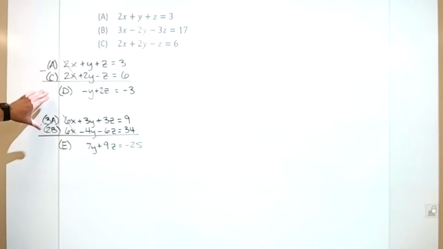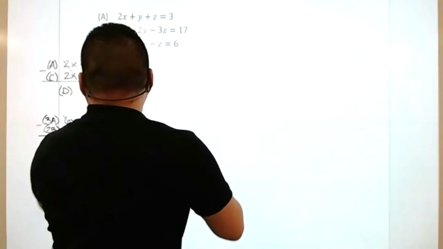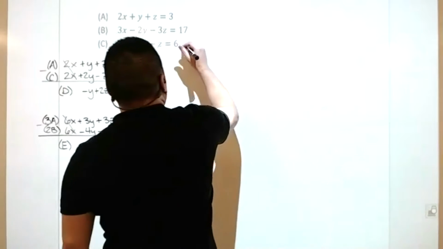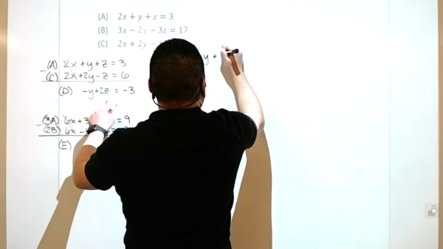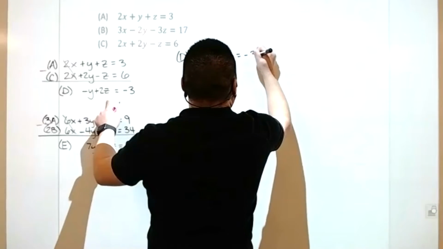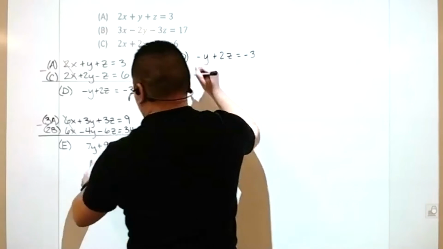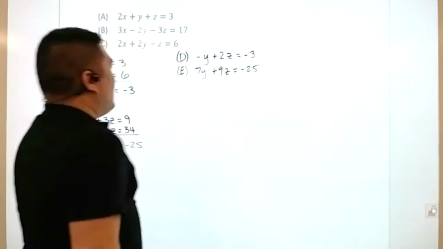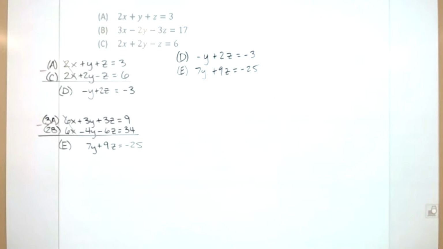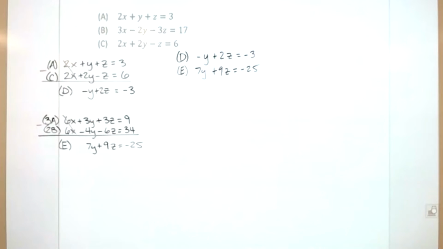Now, let's take D and E and move over to phase two, which I'm going to put in the middle here. Phase two is I'm going to take these two equations. D is negative y plus 2z equals negative 3, and E is 7y plus 9z equals negative 25. And just like I've done for all of the last section, I'm going to solve for one of the variables here by eliminating another variable, either y or z.